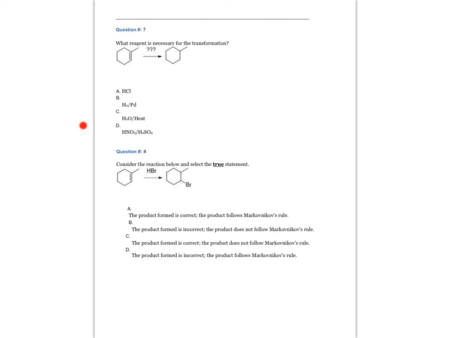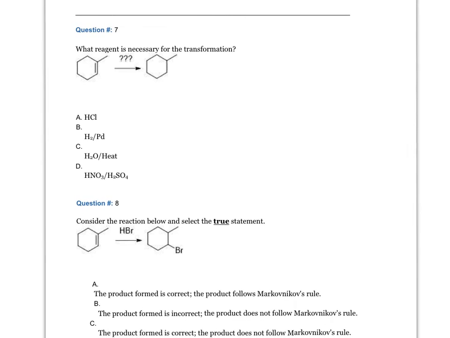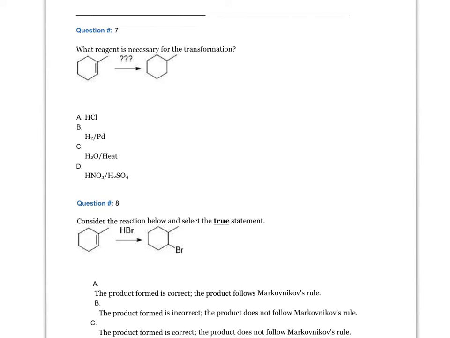Question number 7. Which reagent is necessary for the transformation? The answer is B, H2 and palladium, or it could have been platinum or another metal, but the change was there's 1 implied hydrogen atom here, no implied hydrogen atom there. Here, there's 1 implied hydrogen atom, 2 implied hydrogen atoms. Hydrogen was added. It's a hydrogenation.